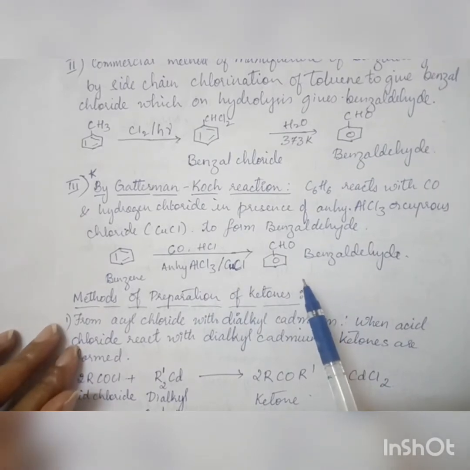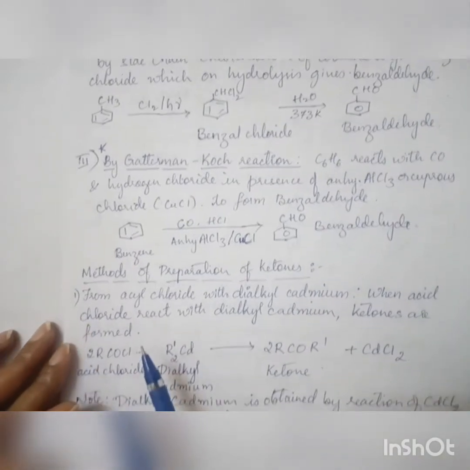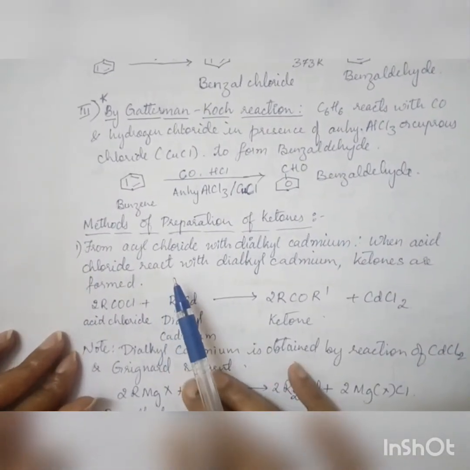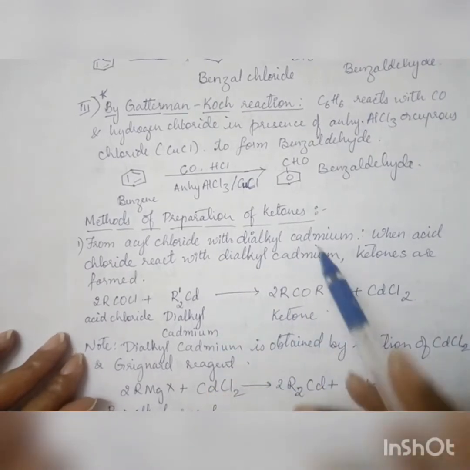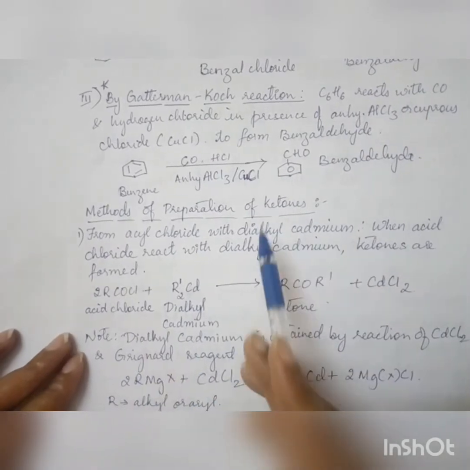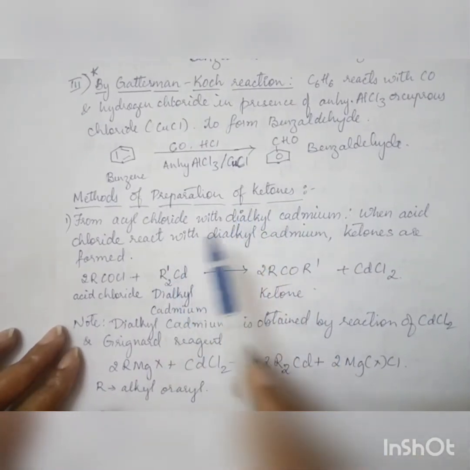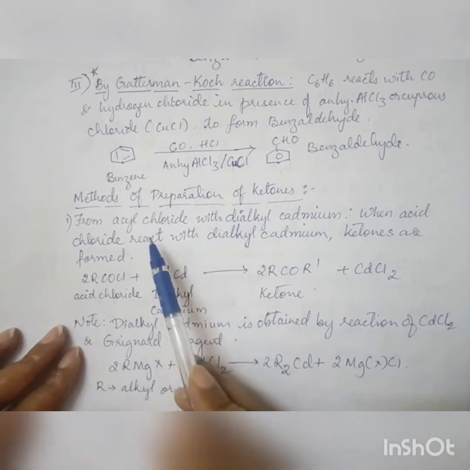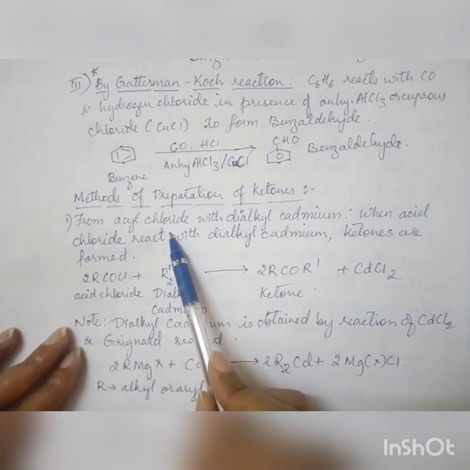So this is called as the Gatterman-Koch reaction. Next to that one, we have the methods of preparation of ketones. So till now we have seen the aldehydes preparation. So now let us take a look at the preparation of the ketones.